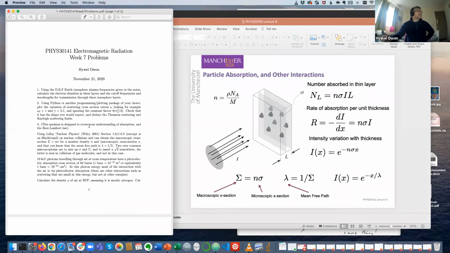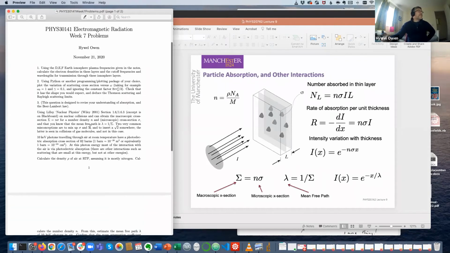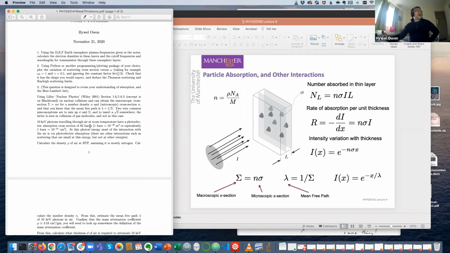We're calculating in question 3. Our situation is that of 10 keV photons traveling through air. So this is our air here with individual atoms with some area. And at room temperature, we know what the pressure will be, so we know what the number density will be. So we're going to calculate that in a moment.